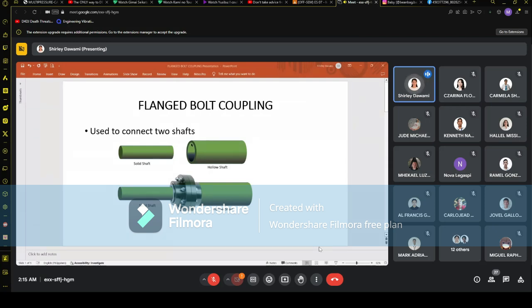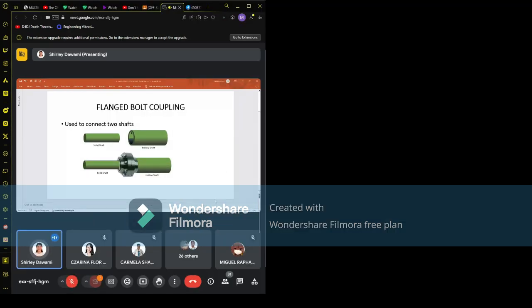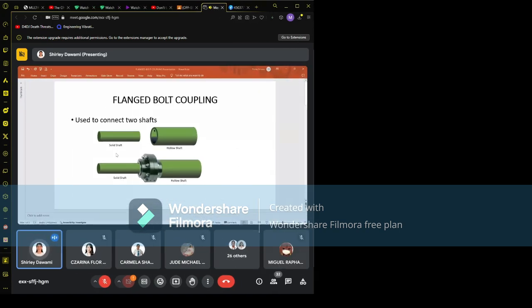Second, we use flange bolt coupling because we cannot produce very long shafts or piping. Piping and materials like stainless come in standard lengths, so if the application is more than the standard length, we use a coupling. Although two separate materials can be connected through welding, in the figure one shaft is small and the other is large. To connect a solid shaft to a hollow shaft, we use a coupling, or the flanged bolt coupling.